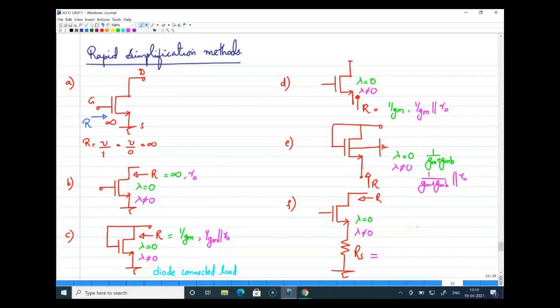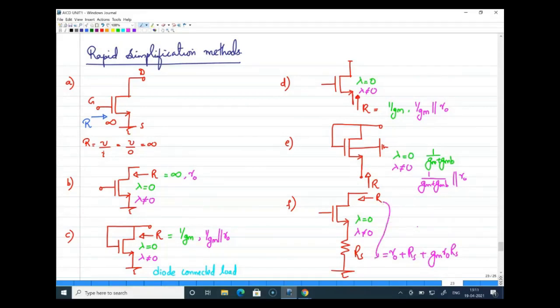Okay, that is okay, Akash. You would have forgotten that. It's R naught plus RS plus GM R naught RS. Yes, it is R naught plus RS plus GM R naught into RS. This is the expression. This definitely I remember. You would have derived this before. This is your resistance seen.